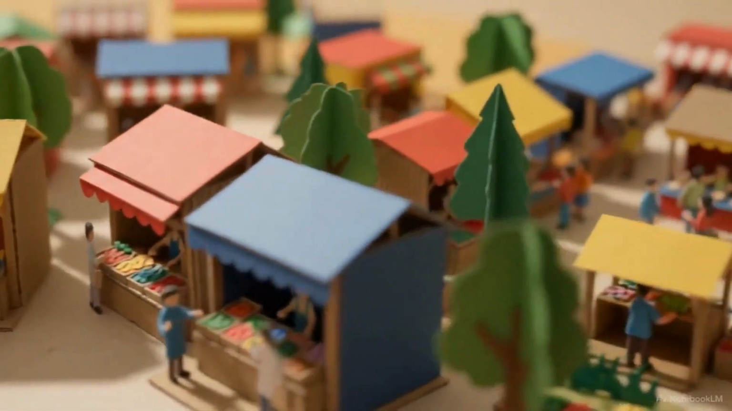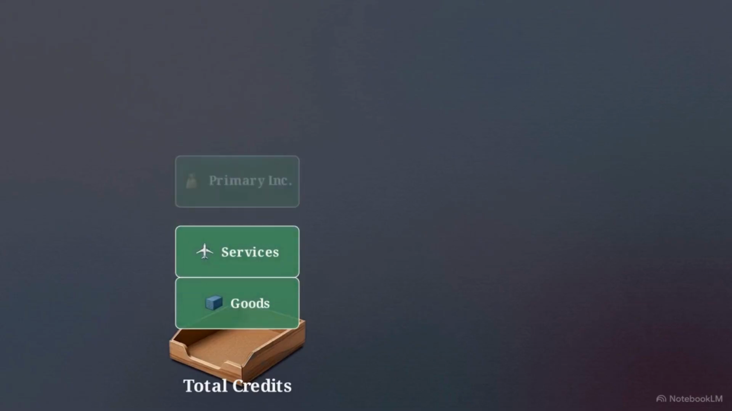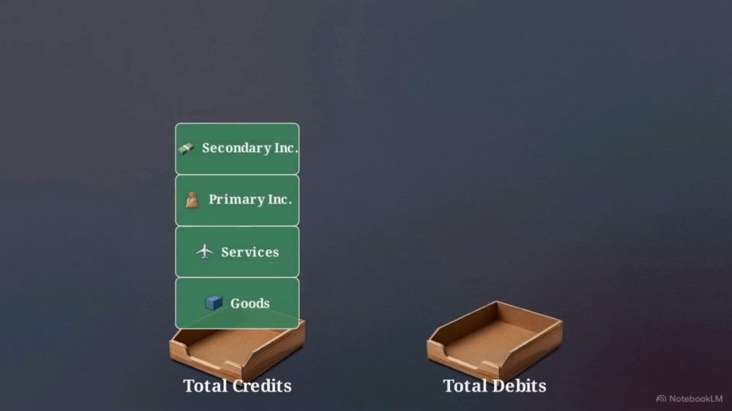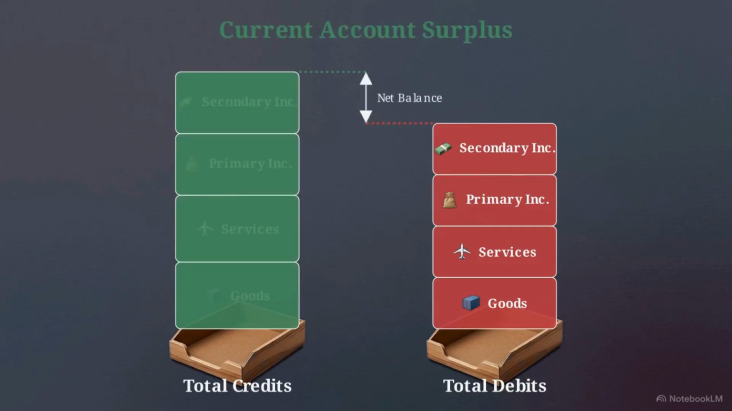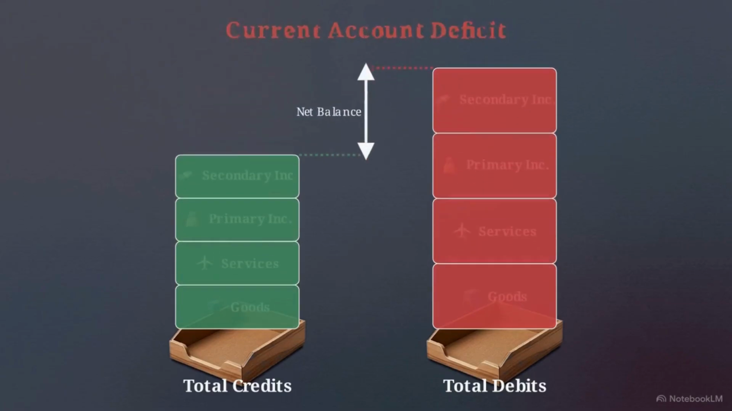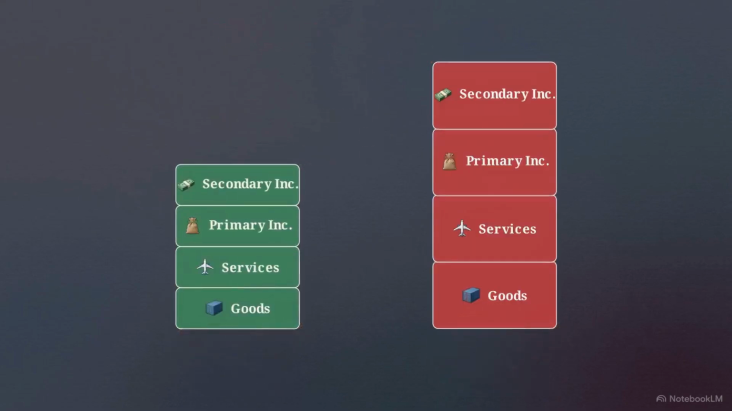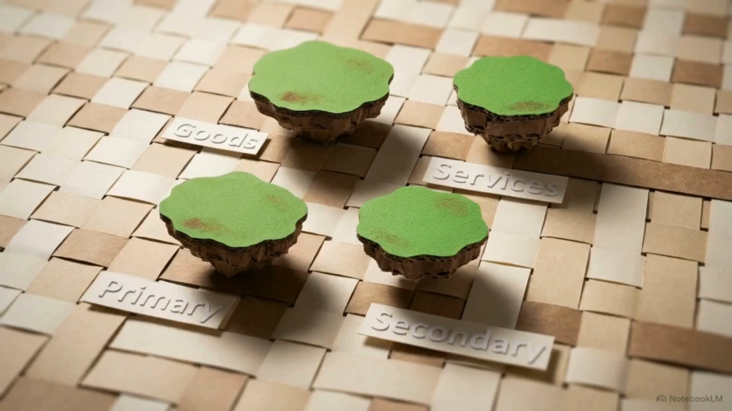To find the final balance, we add the results of all 4 layers: trade in goods, trade in services, primary income, and secondary income. When total credits exceed total debits, the country has a current account surplus. A current account deficit occurs when a country spends more than it earns, meaning its imports and outward transfers exceed its exports and inward income. Before calculating any balances, every international transaction must be correctly sorted into one of these 4 categories.